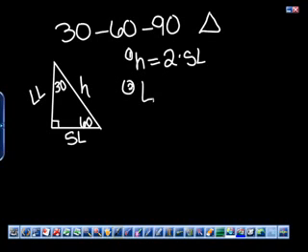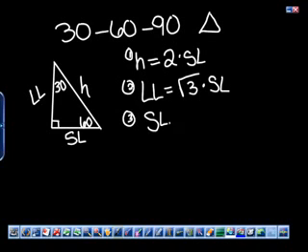Equation 2 says if you want the long leg, take the square root of 3 and multiply it by the short leg. All right, and then the third one is if you want the short leg, you take the long leg and multiply it by the square root of 3 over 3.